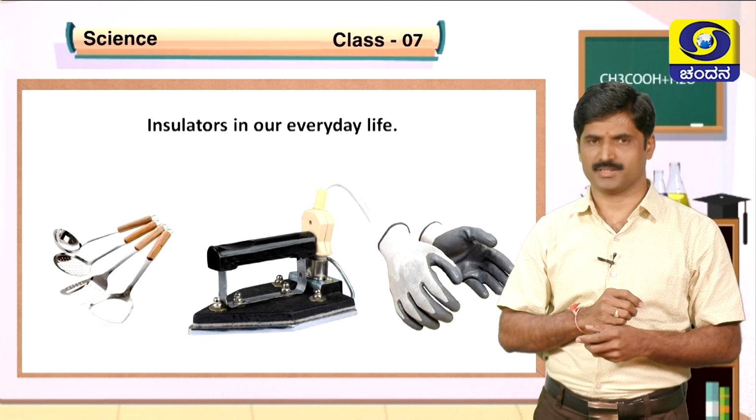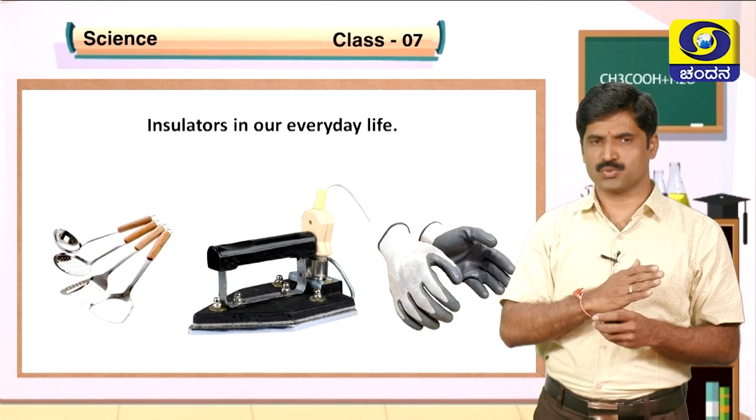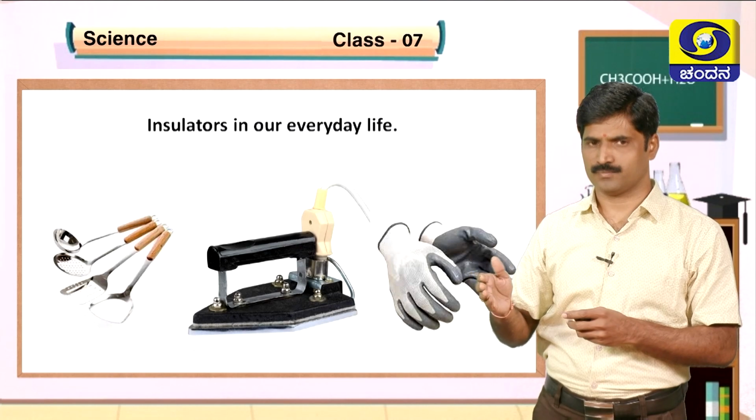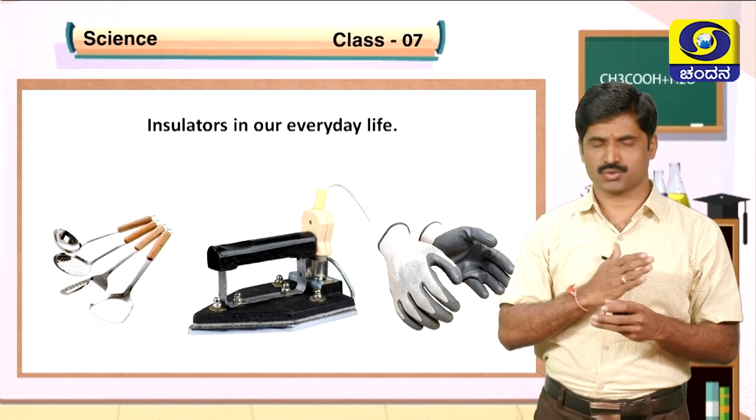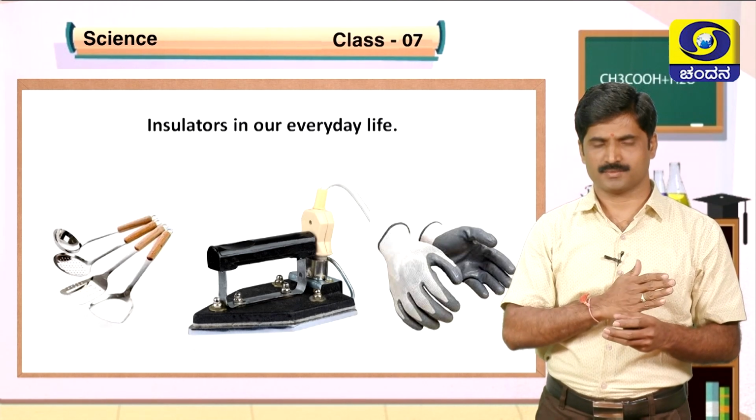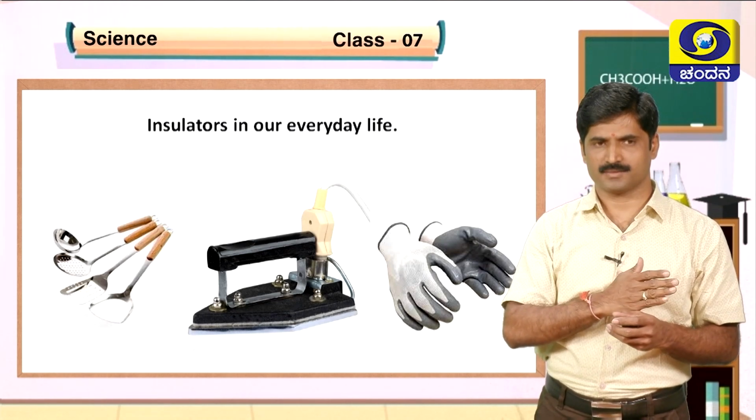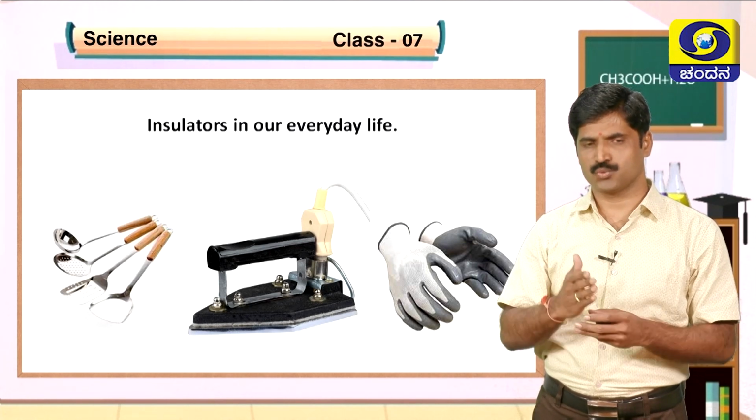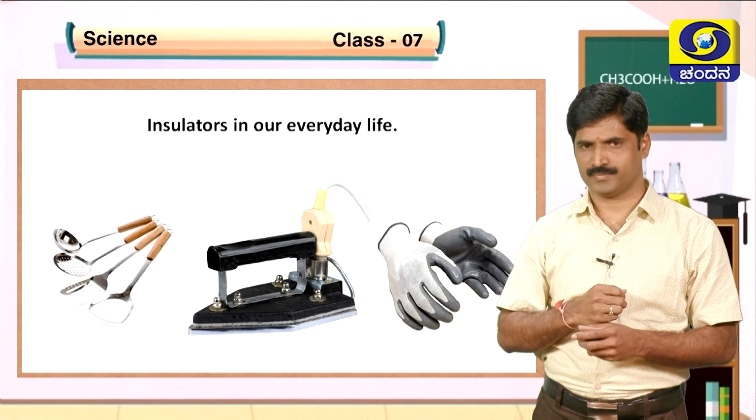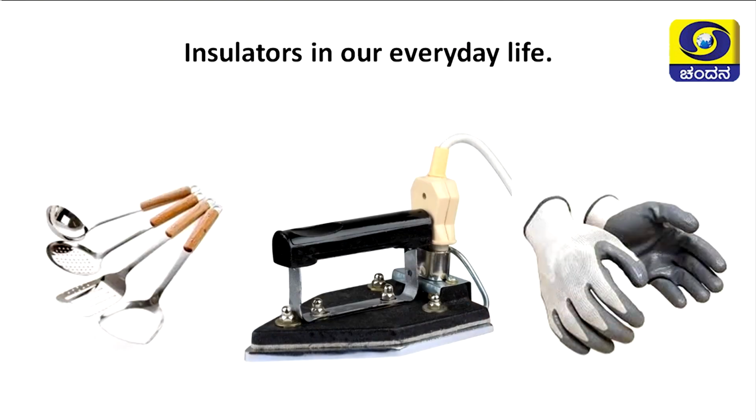Insulators in our everyday life. The spoons and the iron box have an insulator handle. So, they prevent getting the heat and we can conveniently use the spoon and the iron box. These hand gloves are helpful for the laborers who are working with the hot objects.